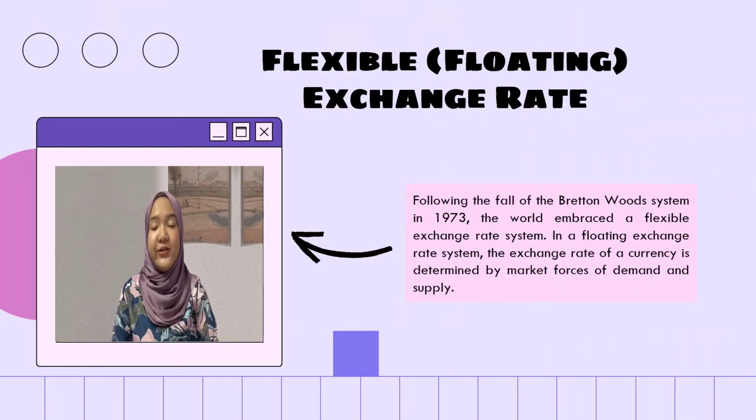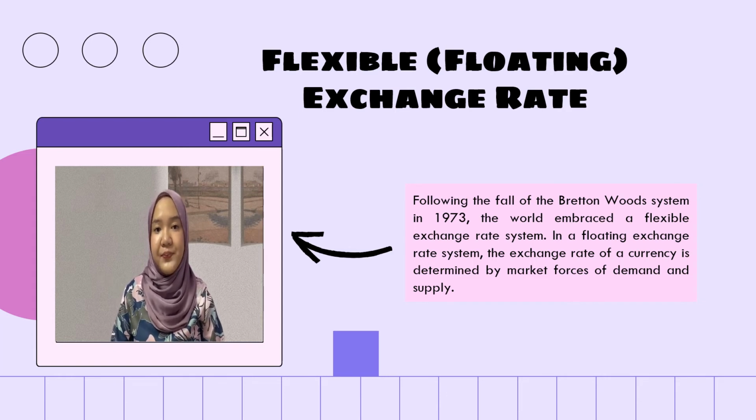The last stage of the international monetary system is the flexible exchange rate system. Following the fall of the Bretton Woods system in 1973, the world embraced a flexible exchange rate system. In a flexible exchange rate system, the exchange rate of a currency is determined by the market forces of supply and demand.